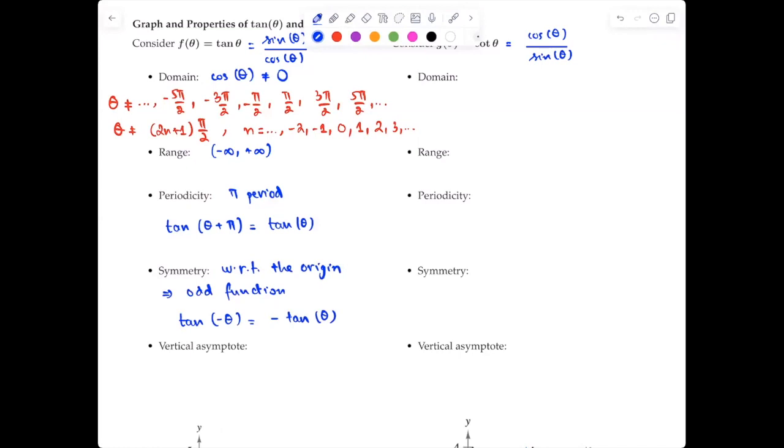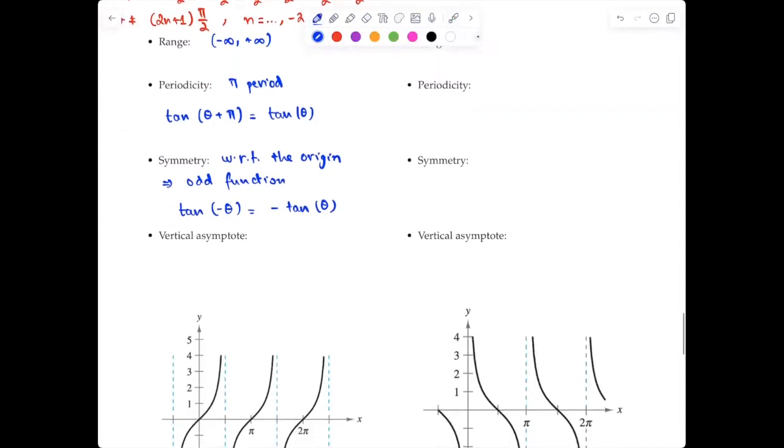Now, one more thing occurs only for the tangent and cotangent functions: you have vertical asymptotes. Because you exclude a lot of values in the domain, those are the vertical asymptotes. So the vertical asymptote you have is theta equal to (2n plus 1) times pi over 2, where n is equal to ..., -2, -1, 0, 1, 2, and so on and so forth.